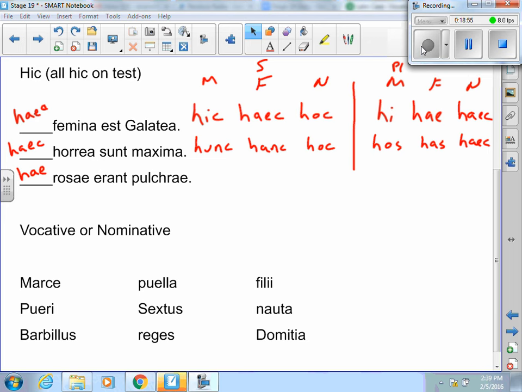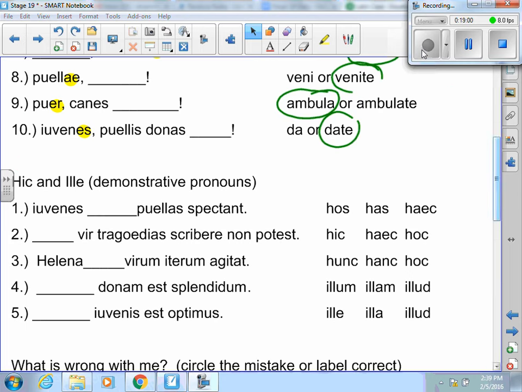We did this on our quizzes. Here I have "uenus, blank puellas," and I need to choose a form of hic. It's going to modify the word after the blank. That would be puellas. It is plural, accusative, and feminine. The plural accusative form of the feminine hic is has.